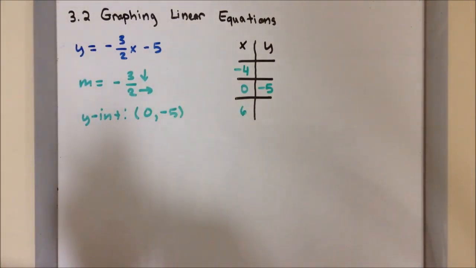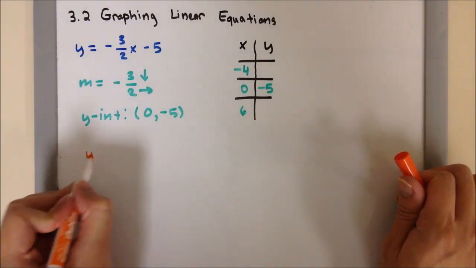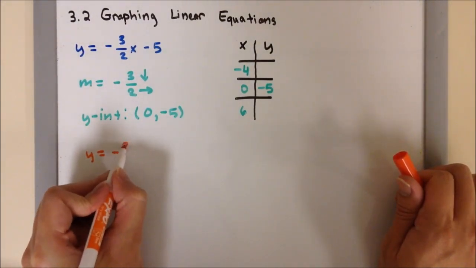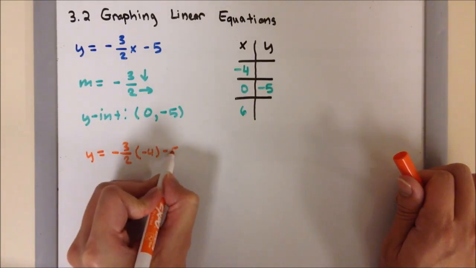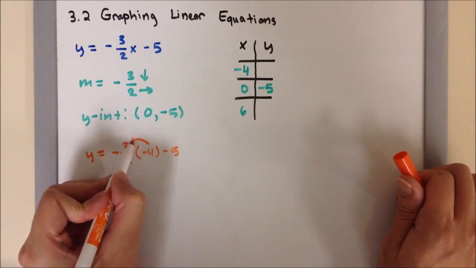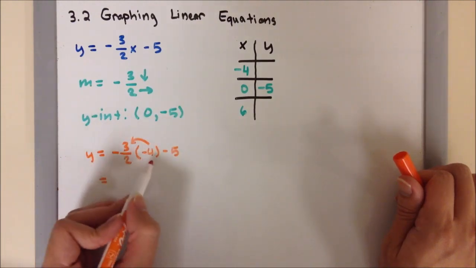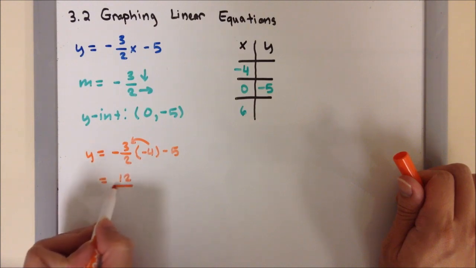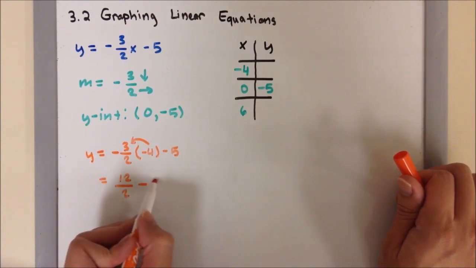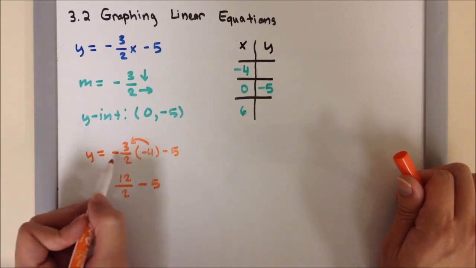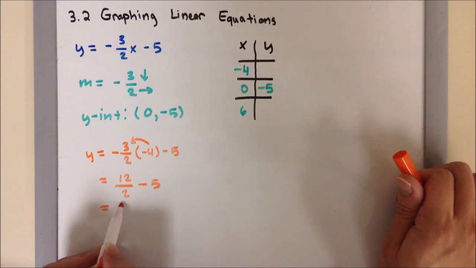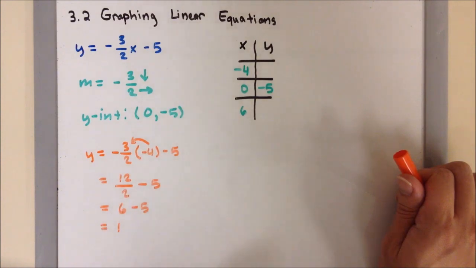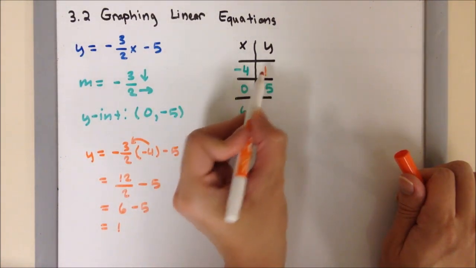So the first one we're going to use is -4. I'm going to write y equals -3/2 times -4 and then -5. So again, whole number times the numerator. So -3 times -4 would be +12 divided by +2 minus 5. I got a positive because a negative times a negative is positive. Next, 12 divided by 2 will be 6. Bring down the -5. So 6 minus 5 will be 1. So I'm going to write 1 over here.